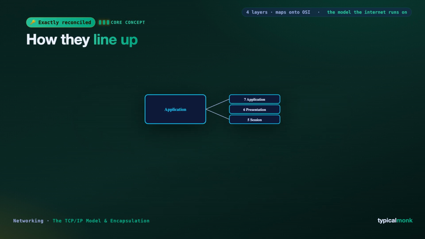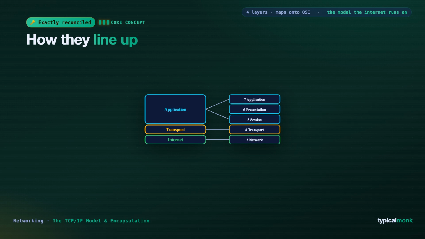Let us make the mapping exact, because knowing precisely which TCP/IP layer covers which OSI layers is genuinely useful in interviews and in practice. The TCP/IP application layer covers OSI layers 7, 6, and 5: application, presentation, and session all rolled into one. TCP/IP decided those three concerns could sit together. So what OSI splits three ways, TCP/IP handles as a single top layer.